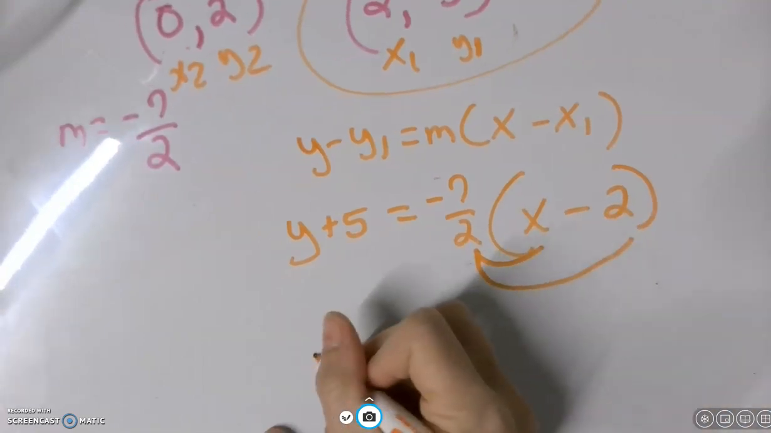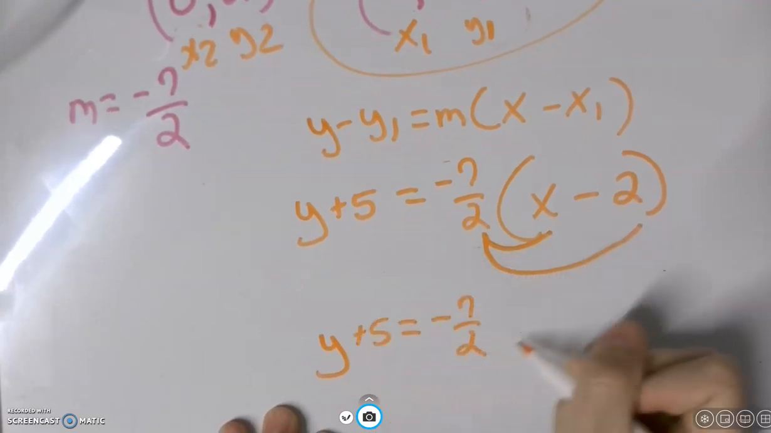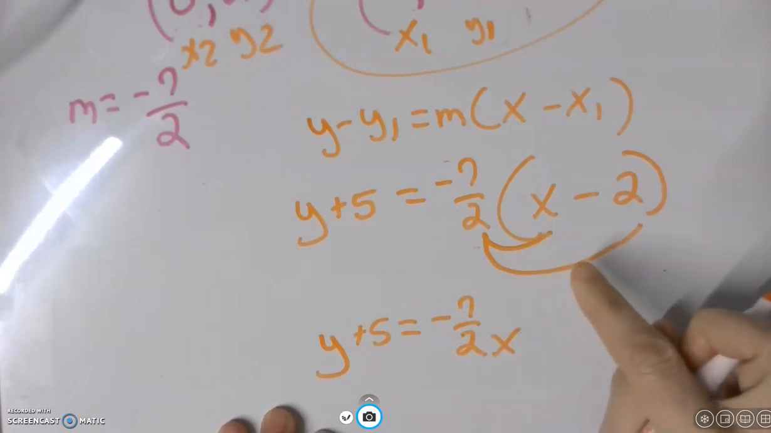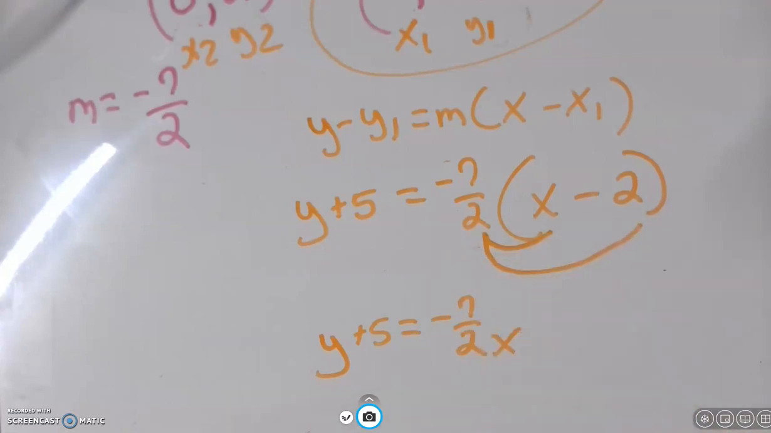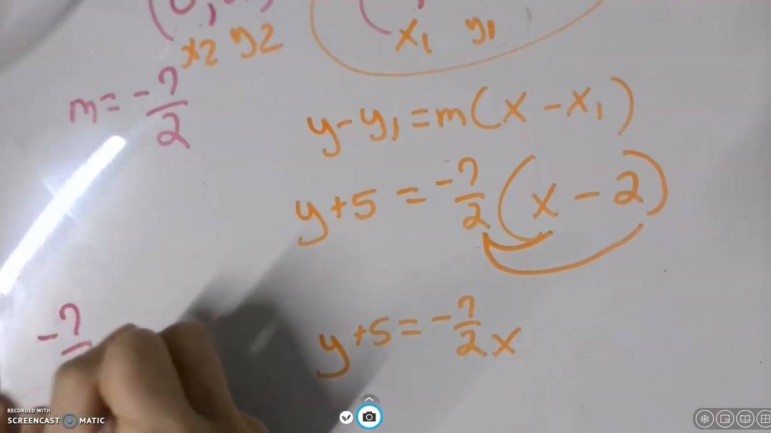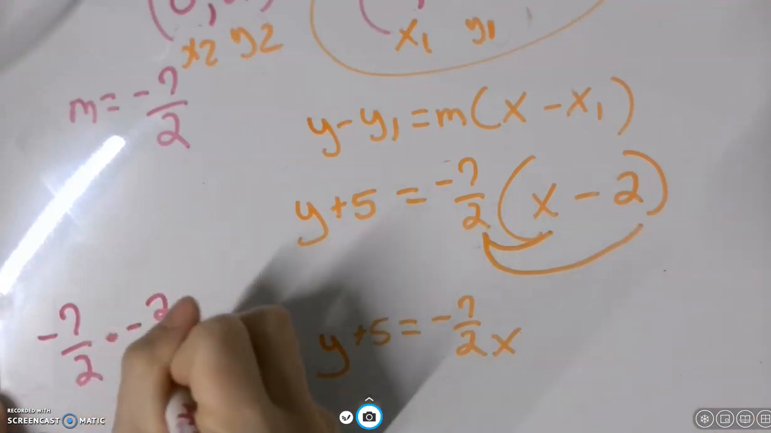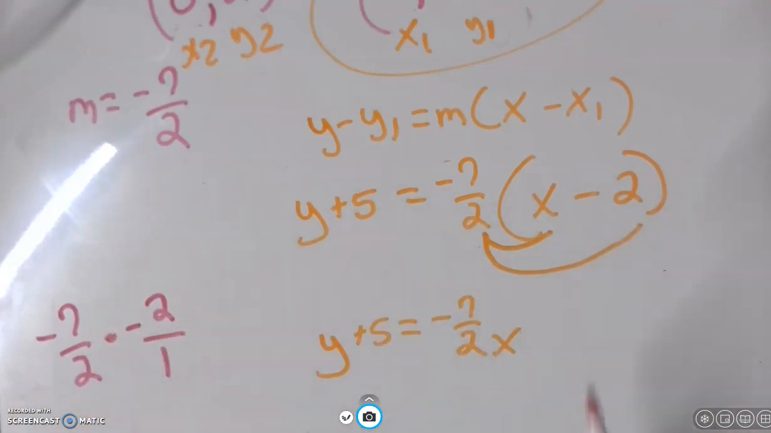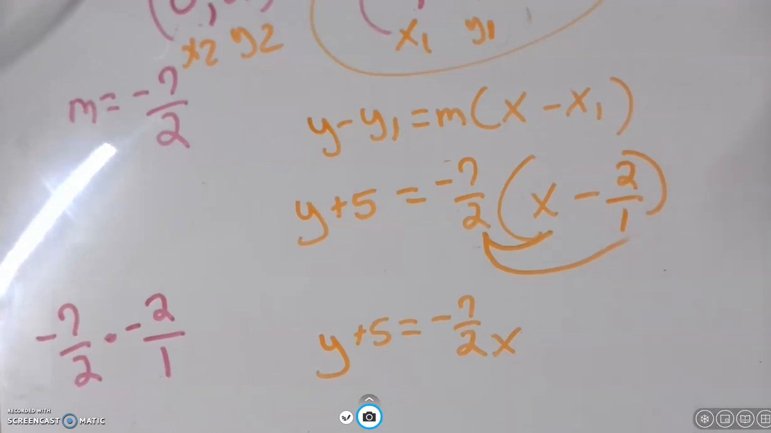Okay, so when I do that, I bring down y plus 5 equals -7/2 x. -7/2 times x gives me -7/2x. When I multiply -7/2 times -2, I'm just going to do this over to the side. Okay, this is what it would look like. -7/2 times -2, and you're going to put that over 1. Okay, again, we always multiply fraction to fraction. Alright, so if I were to do that over here, I would take my 2 and put a 1 under it. Now when I multiply this, you can multiply straight across, or you can cross cancel.